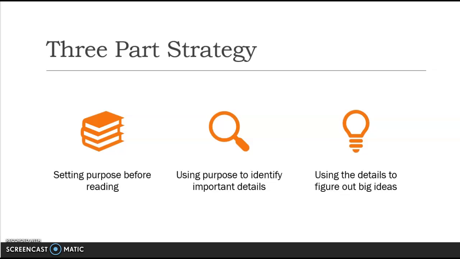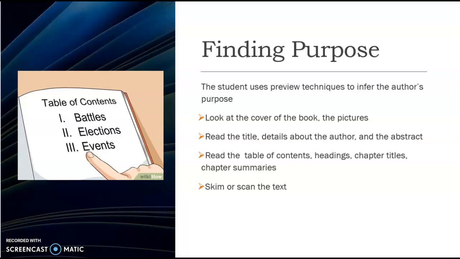First, you want to find the purpose before reading, and then use the purpose to identify important details, and then ultimately use the details to figure out the big ideas. For that first step, finding the purpose, we want to teach our students preview techniques to infer the author's purpose. So looking at the cover of the book, the pictures, reading the title, details about the author, and the abstract, which is usually located on the back of the book or the inside flaps. Reading the table of contents, headings, chapter titles, chapter summaries, highlighted text, italicized text, and then ultimately scanning or skimming the text.